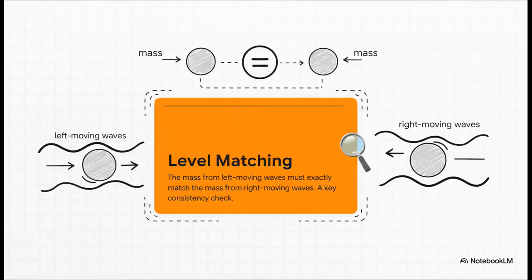And there's one final, really crucial rule called level matching. Remember how we split the string into left-moving and right-moving waves? Well, the theory demands that the mass you calculate from the left movers has to perfectly match the mass you calculate from the right movers. It's this beautiful internal check that just makes sure the whole theory holds together.